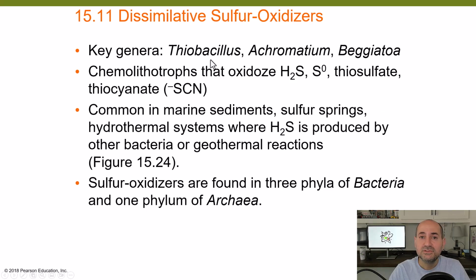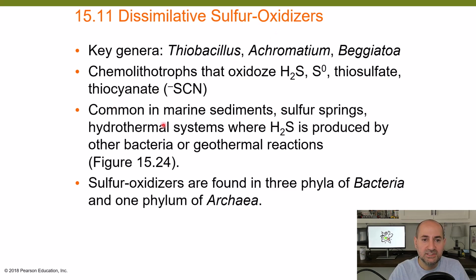Now, moving on to the sulfur oxidizers. Here are some key genera. These are chemolithoautotrophs that oxidize hydrogen sulfide, sulfur, thiosulfate, and thiocyanate. So that means that they get their electrons from these molecules. That's what oxidizer means, right? If an organism is a sulfur oxidizer, it means it gets its electrons from a sulfur molecule.